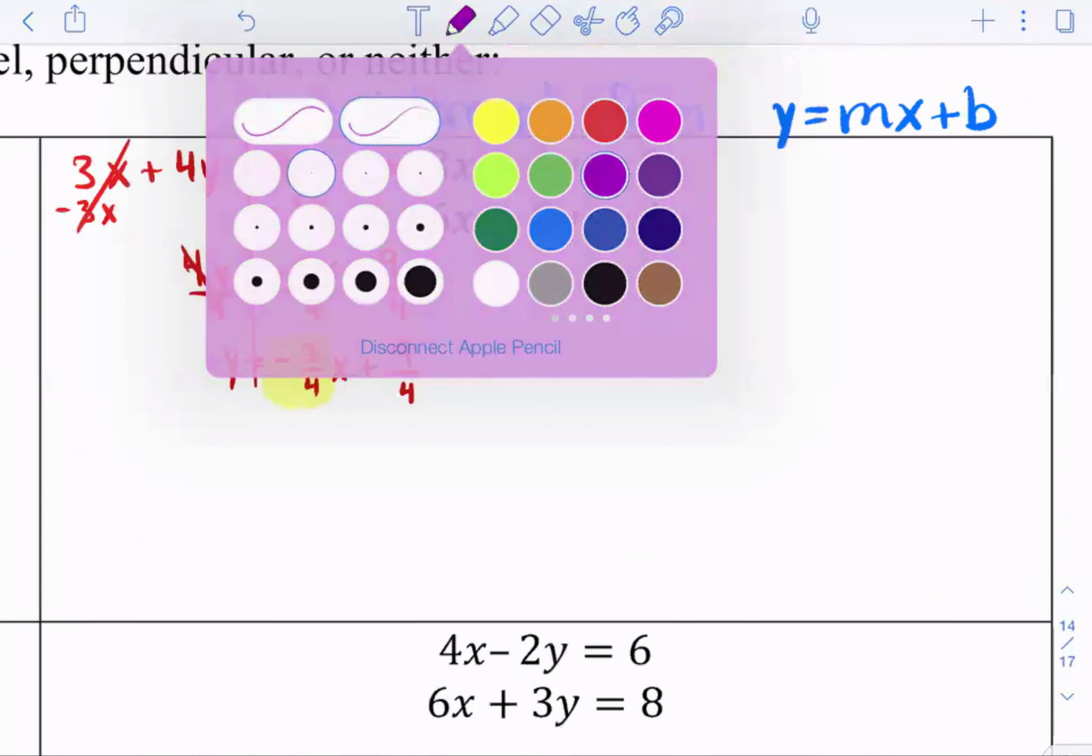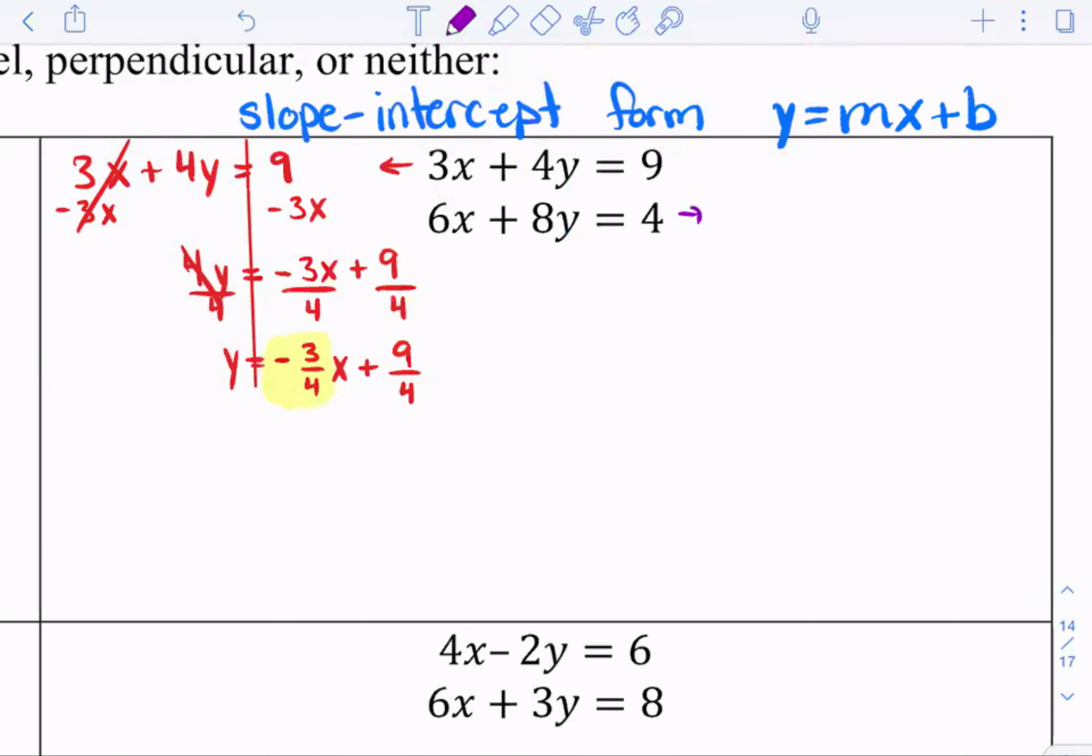And we're going to do the same for the second line. You might want to pause the video here and see if you can get y by itself. That's a very important skill. So let's bring our x term to the other side of the equation. Bring down what we have left. And everybody's going to get divided by the 8.